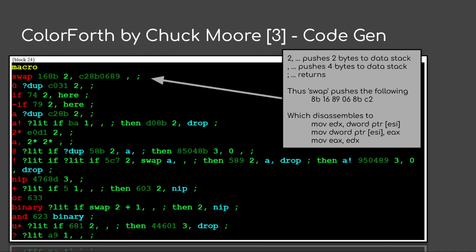We're putting that on the stack. And then we move edx into eax, which is taking the old second value on the stack and pushing it into the cached value, which is the top of the stack in ColorForth. So basically this whole block is defining opcodes that are used for code generation.